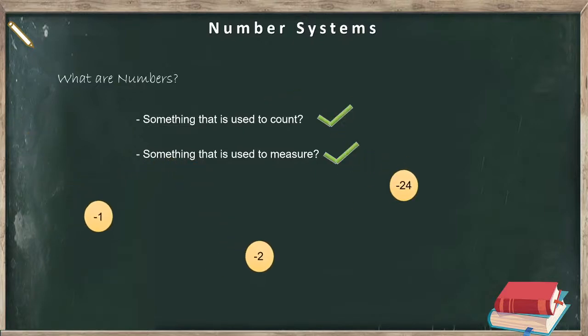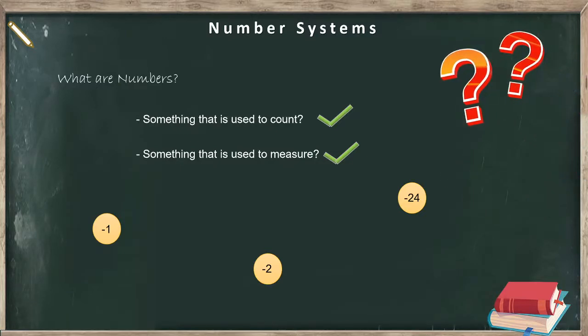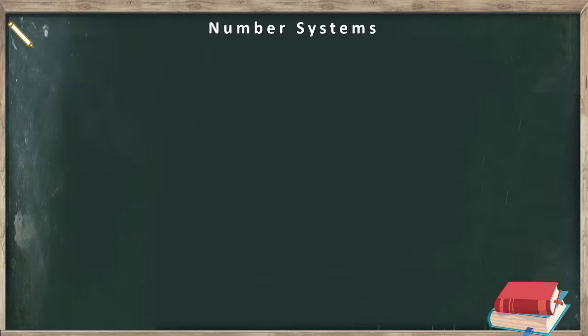Then what about these numbers: minus 1, minus 2, minus 24? What am I going to do with all these minus things? All the negative numbers, what am I going to do with all these negative numbers? Now let's look at another example.